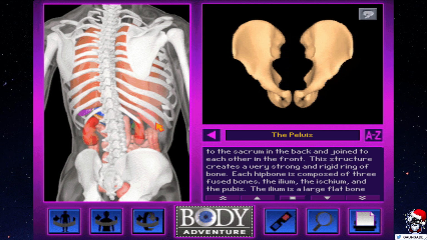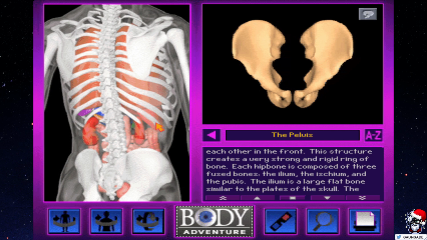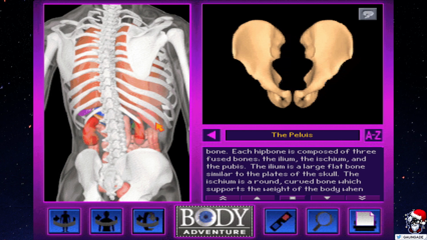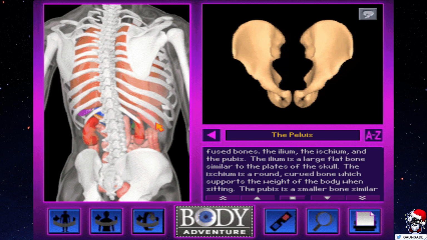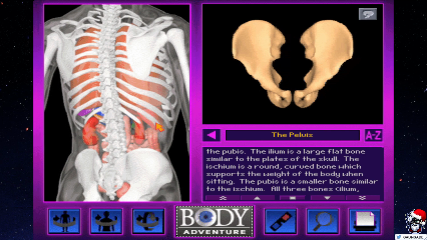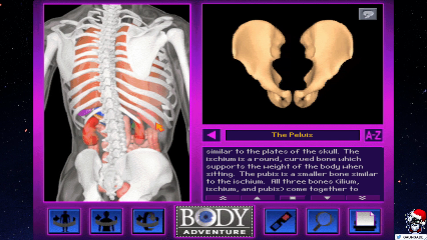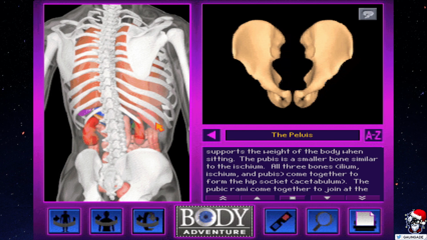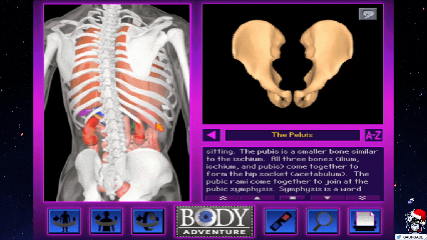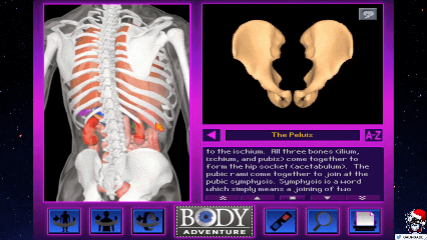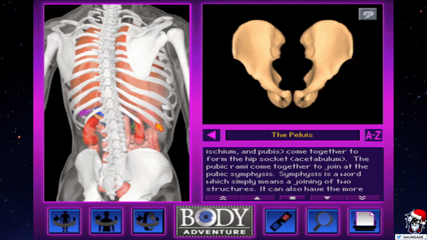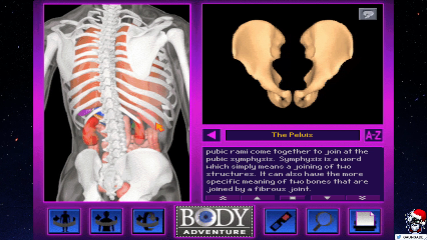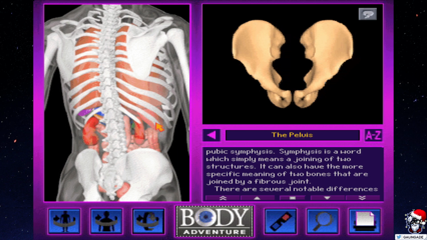Each hip bone is composed of 3 fused bones: the ilium, the ischium, and the pubis. The ilium is a large flat bone similar to the plates of the skull. The ischium is a round, curved bone which supports the weight of the body when sitting. The pubis is a smaller bone similar to the ischium. All 3 bones, ilium, ischium, and pubis, come together to form the hip socket, acetabulum. The pubic rami come together to join at the pubic symphysis. Symphysis is a word which simply means a joining of 2 structures.